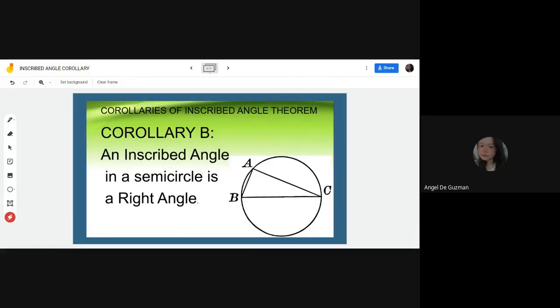Okay. Lastly, corollary C: the opposite angles of a quadrilateral inscribed in a circle are supplementary. Ano po yung supplementary?